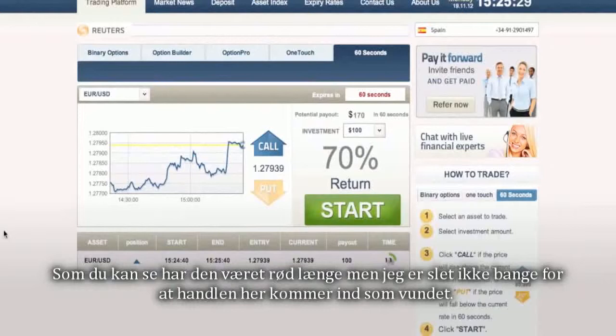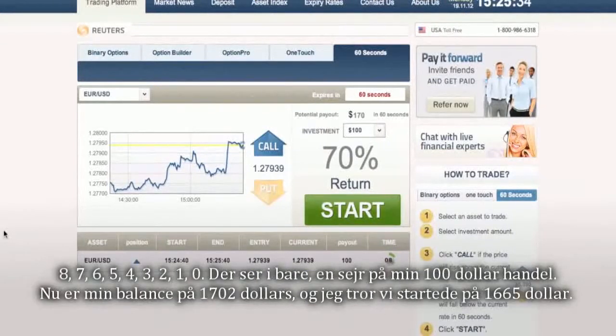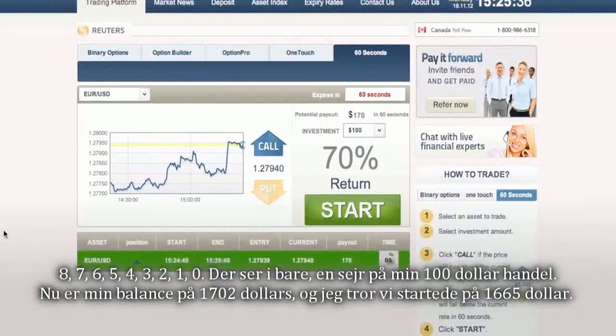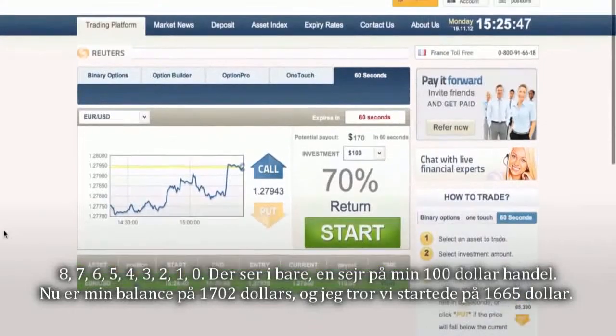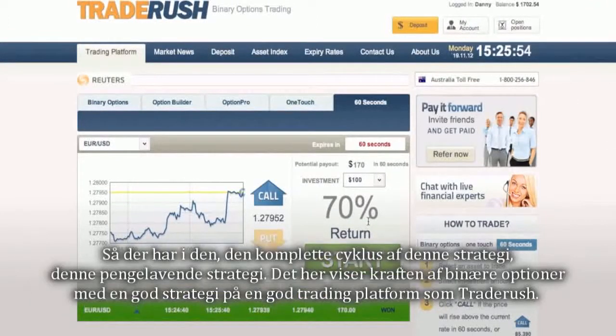I'm not at all phased. That trade will come in. So let's just wait and see what happens. 8, 7, 6, 5, 4, 3, 2, 1, 0. Now it's expiring. There we go. I've won. And now my balance is at $1,702. And I think we started at 1665, if I'm not mistaken. So there you go, the complete cycle of this money making strategy. And this is the power of binary options with a great strategy on a great trading platform like Traderush.